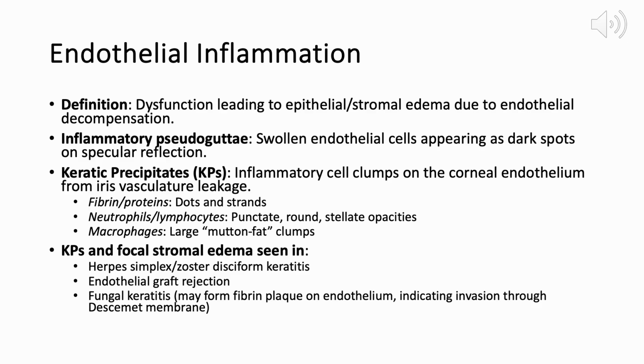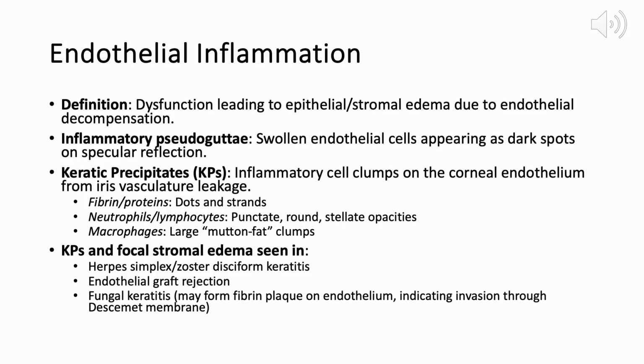This slide covers endothelial inflammation, which refers to dysfunction of the corneal endothelium that leads to epithelial or stromal edema. This occurs when the endothelium can no longer maintain its normal barrier and pump functions, resulting in endothelial decompensation. A key feature is the presence of inflammatory pseudoguttae, which are swollen endothelial cells.